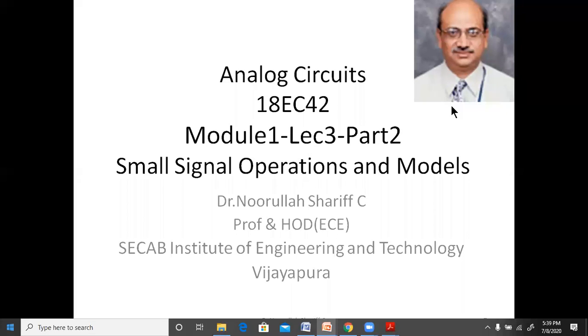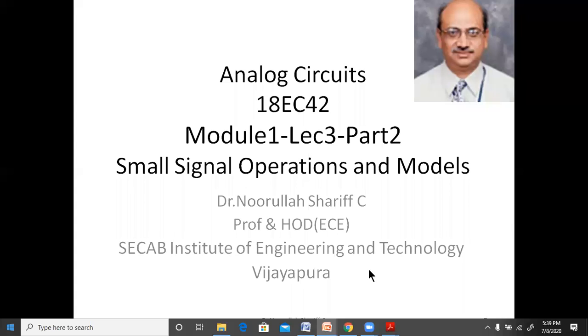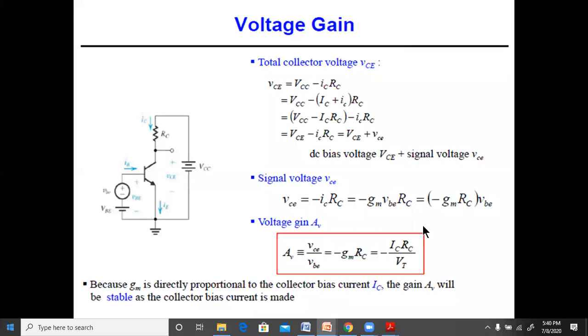So this is Unlock Circuits 18EC42, Module 1, Lecture 3, Part 2. We had discussed in Part 1 small signal operations and models. So we'll be discussing now the voltage gain.